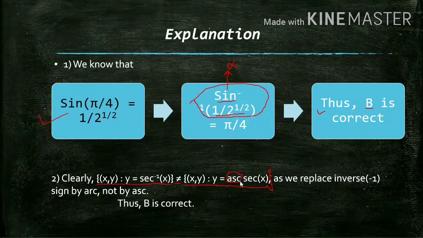I told you another way to write any inverse trigonometric function is using the word arc, not the word asc. We do not use this word asc. We use the word arc in order to write sec inverse x. So that's why these are not equal. There is no word like asc. So these are not equal basically, and thus it is false. The statement B which says false is correct. So these two are the easy ones.